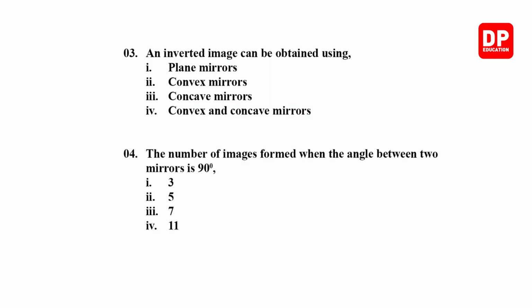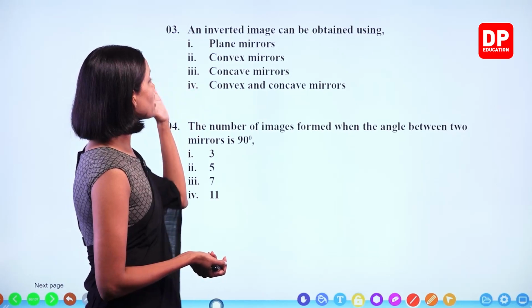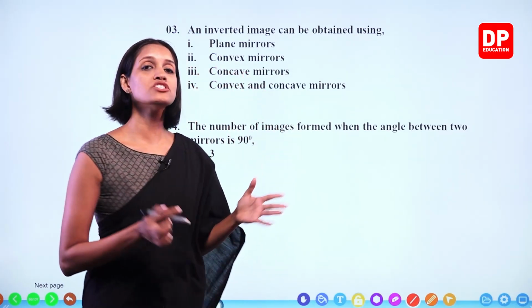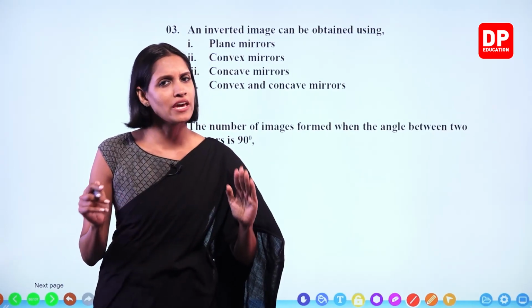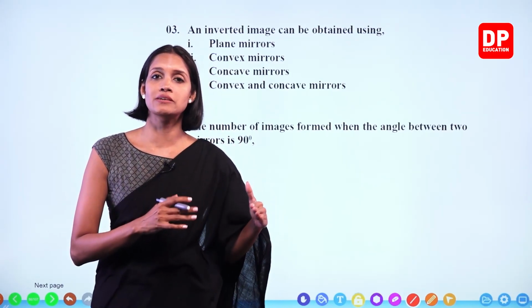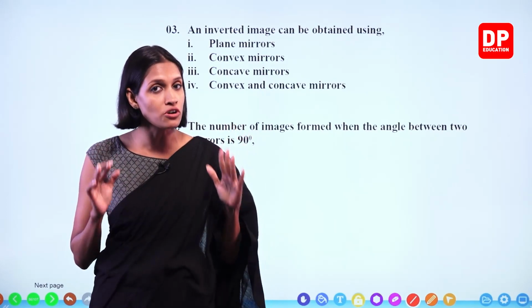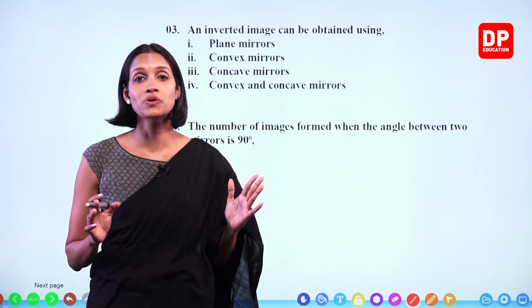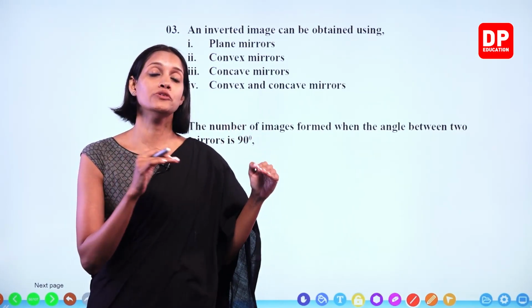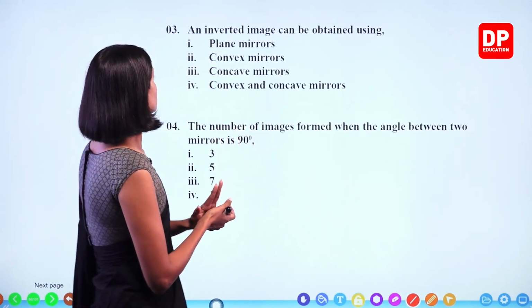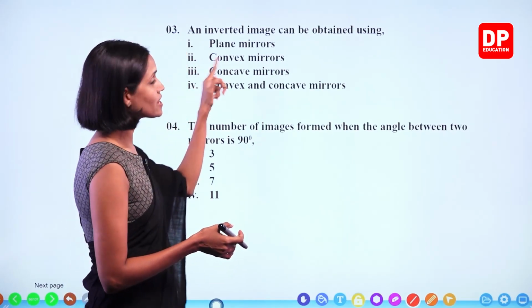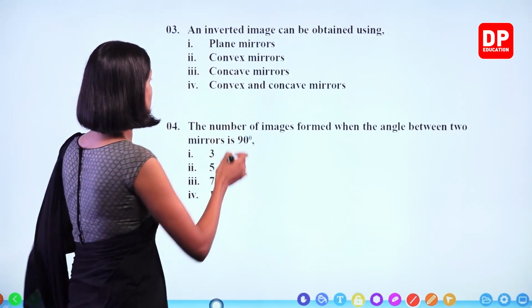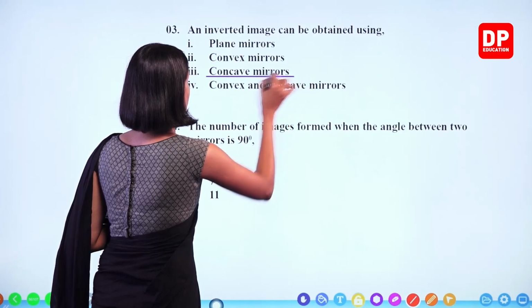Right, number 3. An inverted image can be obtained using... What is the only instance where we can obtain an inverted image? Plane mirrors always make upright images. Convex mirrors also always make upright images. So, concave mirrors only make inverted images. Plane mirrors, convex mirrors, convex and concave mirrors. Answer is 3. Concave mirrors.